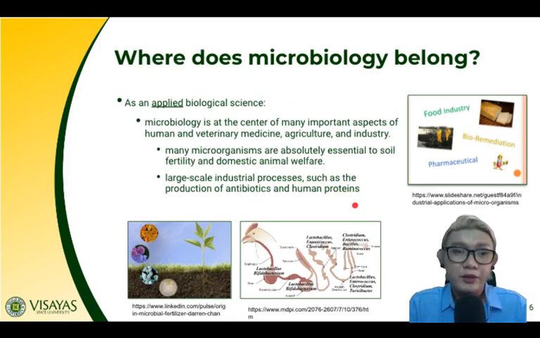So microbiology could also be considered an applied biological science, because microbiology is at the center of many important aspects of human and veterinary medicine, agriculture, and industries. So for example, many microorganisms are absolutely essential to soil fertility and domestic animal welfare. Researchers nowadays explore the use of microorganisms to improve soil fertility, and to improve the digestion and the nutrient absorption of different livestock.